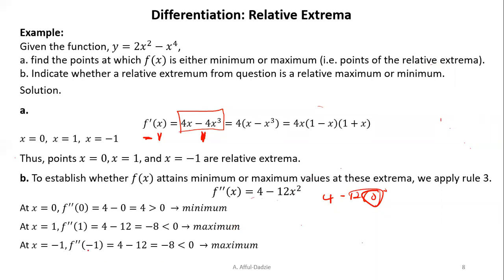If we also substitute -1 here, this is also going to be -8, because you're going to have -1 squared, and -1 squared is 1, so 12 times 1 is 12. 4 minus 12 again will be -8. So at points 1 and -1, we have maximum points. And at point 0, we are going to have a minimum point.